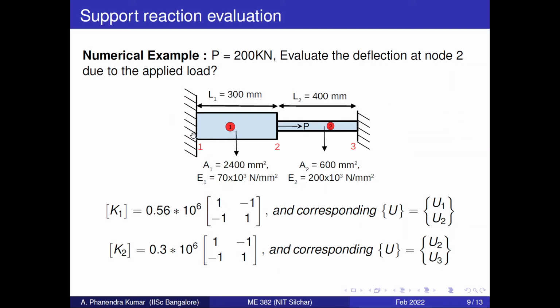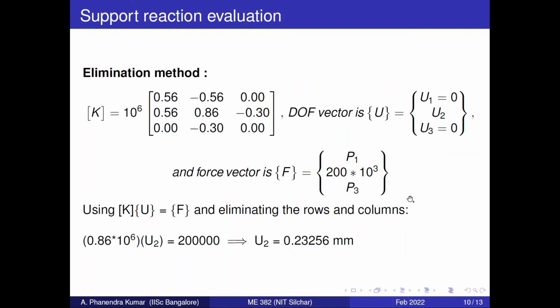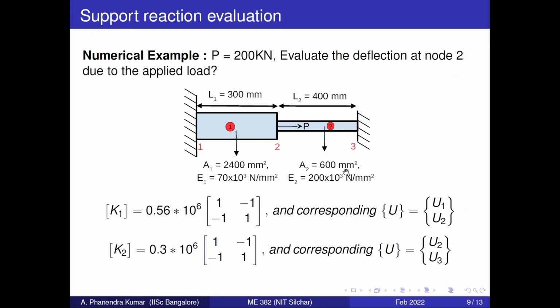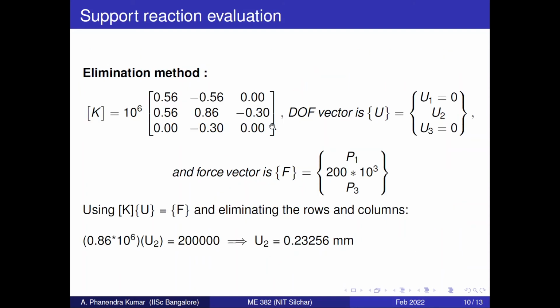So here the degrees of freedom will be U1 and U2. For the second part, it is U2 and U3. So we have obtained the stiffness and the corresponding degrees of freedom. Now you can use the same U1 comma U1 and U2 comma U2 that I explained previously. So which is the common node here? 2 is the common node, right? So only 2 will have a combination of coefficients in the structural stiffness matrix.